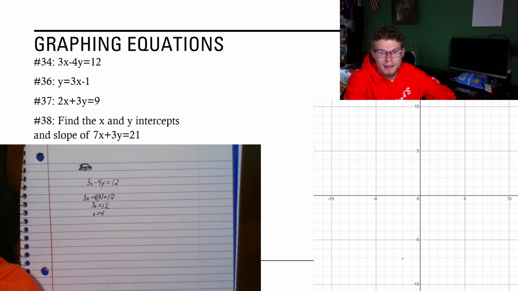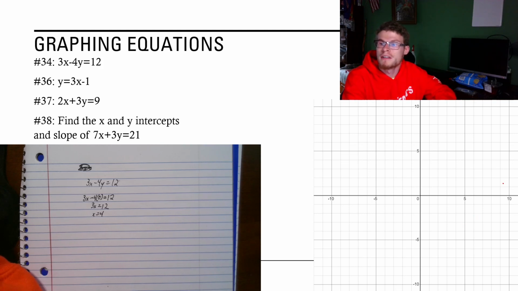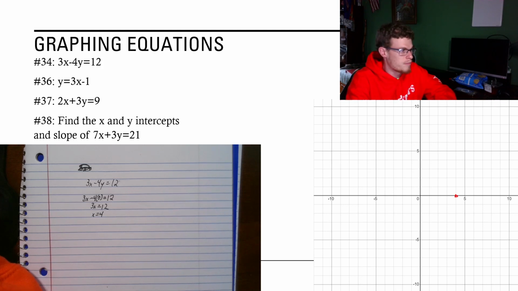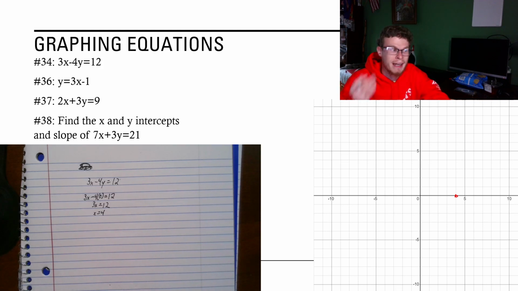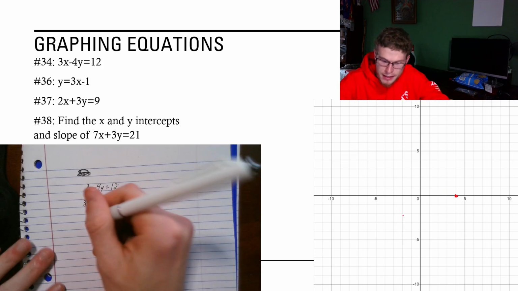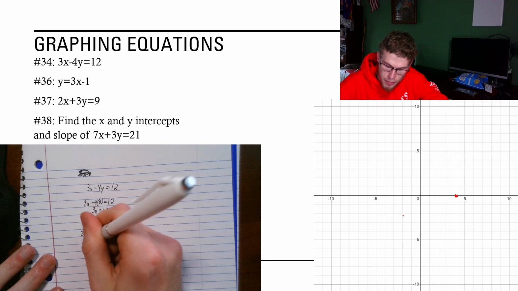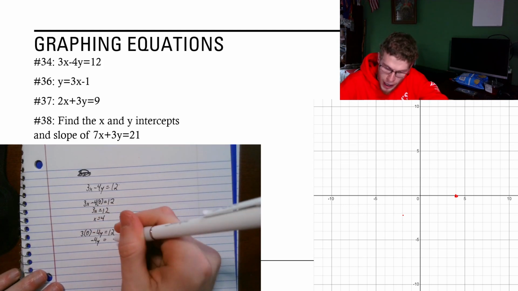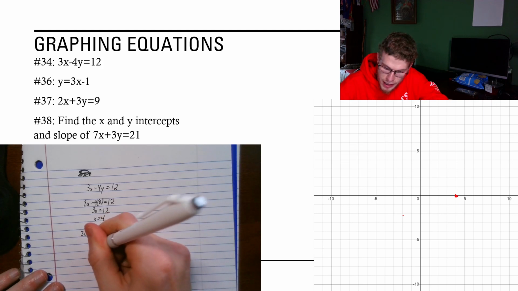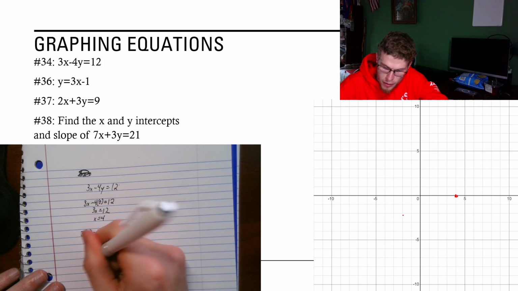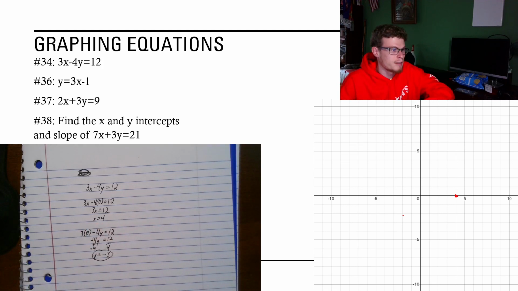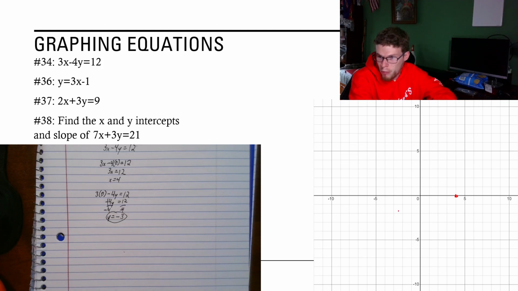Let me graph it real quick. At 4, 0. That's 4, 0. Now to find the y-intercept, x is going to be equal to 0 on this y-axis right here. So I set x equal to 0. Let's solve for y. Negative 4y equals 12. Divide both sides by negative 4, inverse operation. y equals negative 3. Ta-da! So that means my y-intercept is at negative 3.